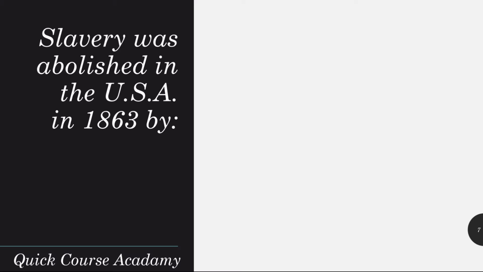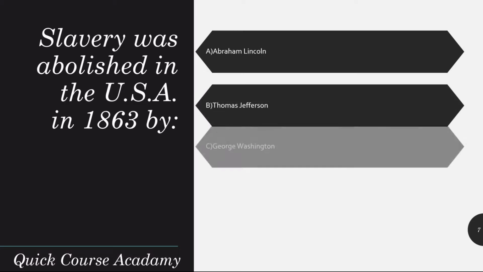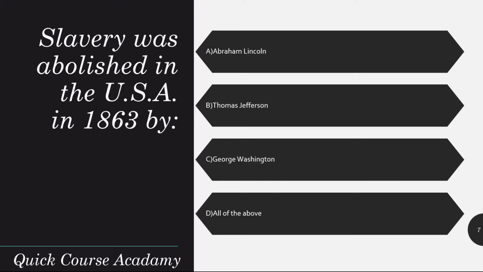Slavery was abolished in the U.S.A. in 1863 by Abraham Lincoln, Thomas Jefferson, George Washington, or all of the above. And the correct answer is Abraham Lincoln.